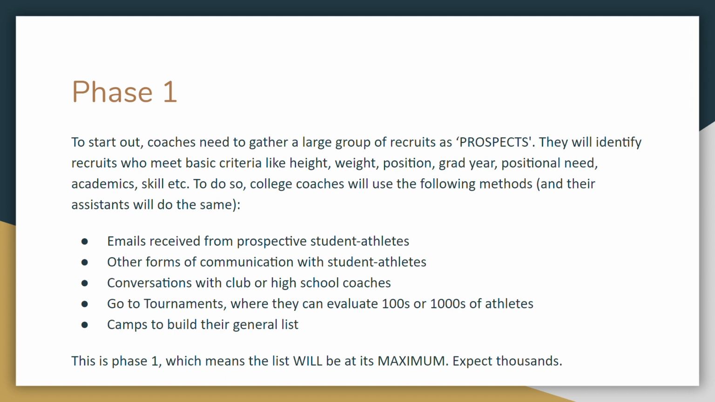Okay? In phase one, the list will be at essentially its maximum, its highest peak. So expect thousands, right? Expect 10,000 other student athletes. So you're one of 10,000 that are in a list of the college coaches.